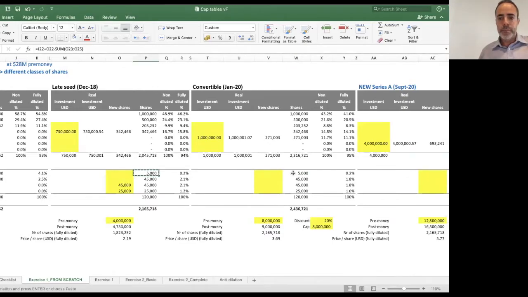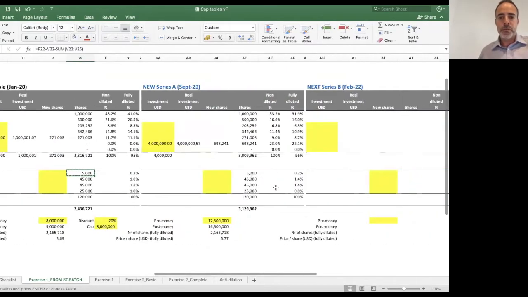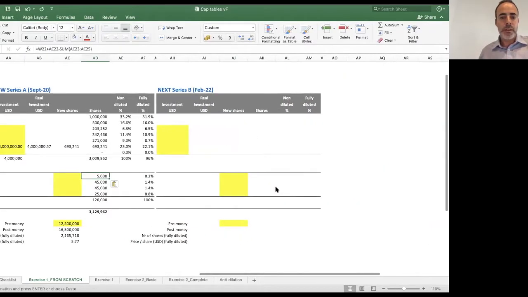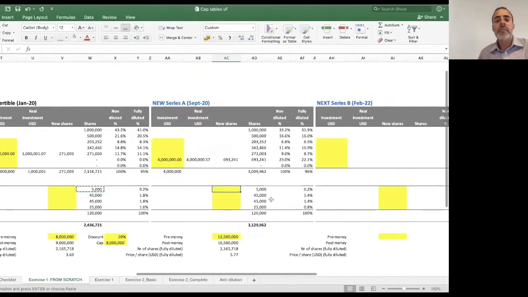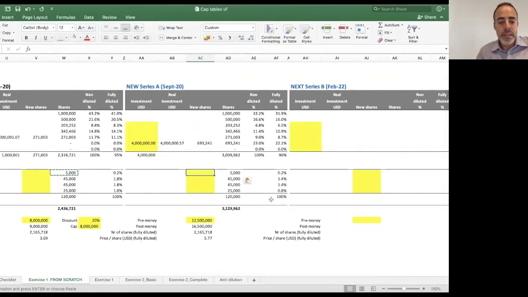Let me just first change the formula to make sure that it will still be working. And now you create here, let's say, another 150,000 stock options. So you increase the unallocated pool to 4.7% on a fully diluted basis of the company. That's a pretty decent pool for a Series A.